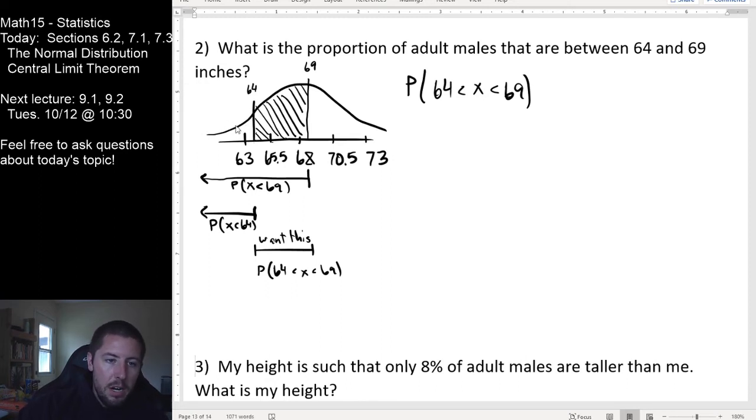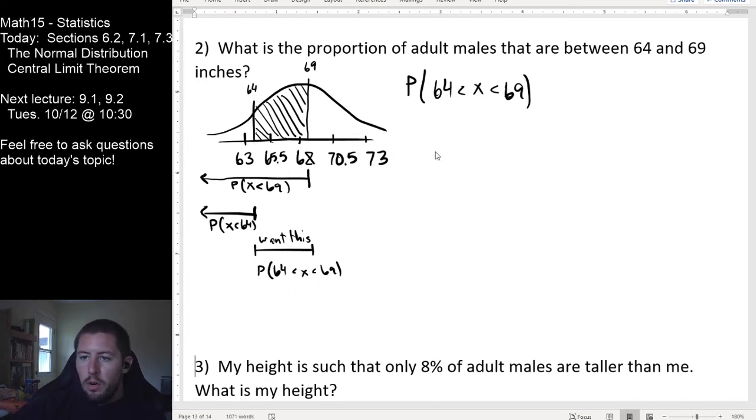But I don't want that part to be shaded. I don't want to accumulate this area that's unshaded over here. So what I want to then do is chop off the probability associated with x being less than 64. I don't want that included in my answer here. I just want the parts between 64 and 69. So let's accumulate all the area up through 69, but then get rid of the area that's been accumulated up to 64, leaving us just with the probability between 64 and 69 right here.